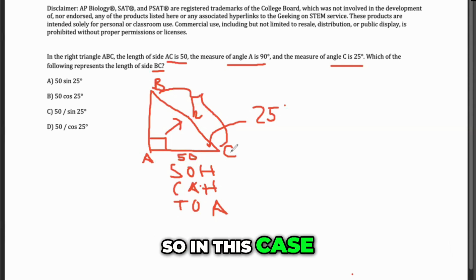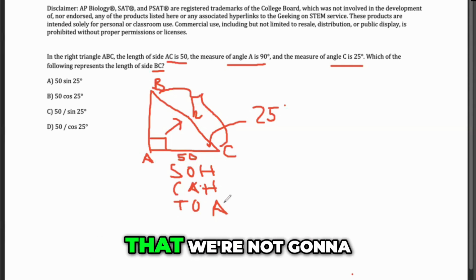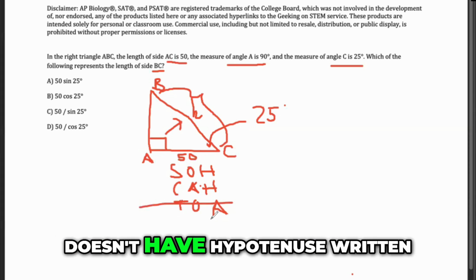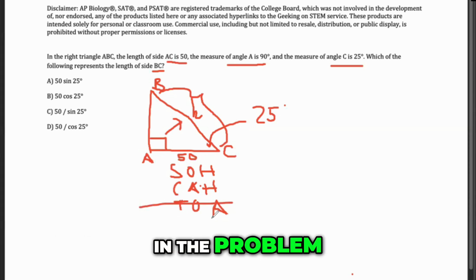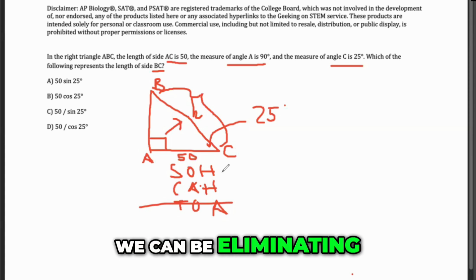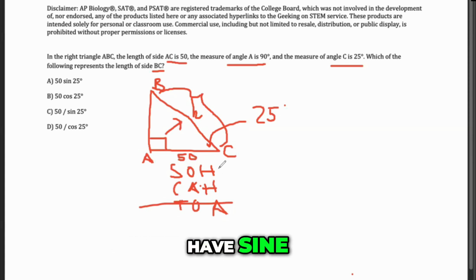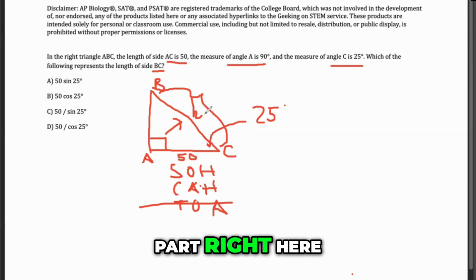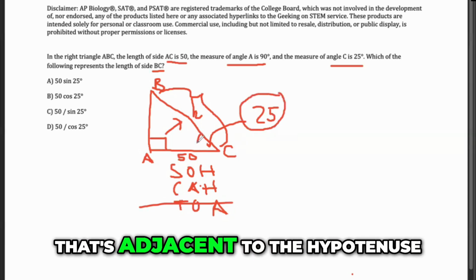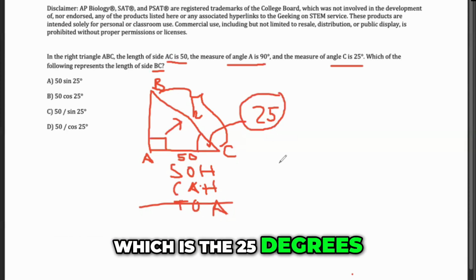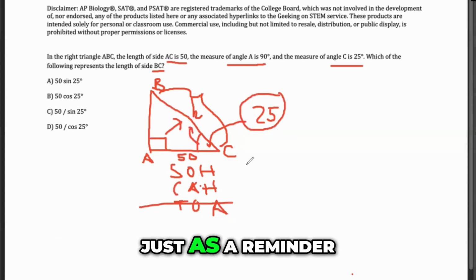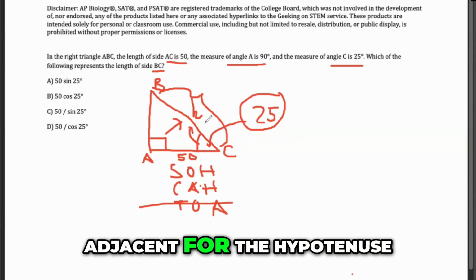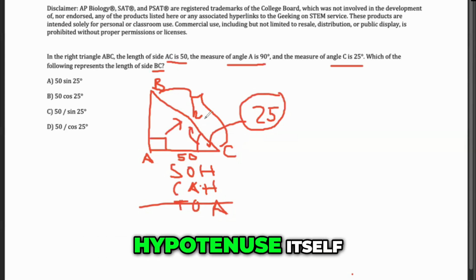So in this case, we're not going to use TOA because it doesn't involve the hypotenuse. Also, we can eliminate sine, because if we're taking a look at this part right here, which is our hypotenuse, we have to realize that we need to take everything relative. So we have the information of the angle that's adjacent to the hypotenuse, which is the 25 degrees, and we need to find the hypotenuse. Just as a reminder, the 25 degrees is adjacent to the hypotenuse because it's touching the hypotenuse itself.